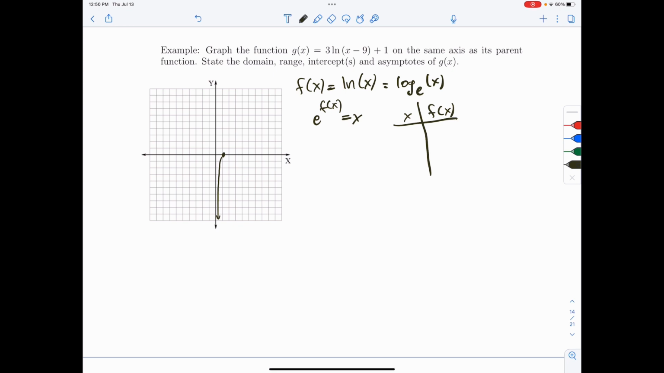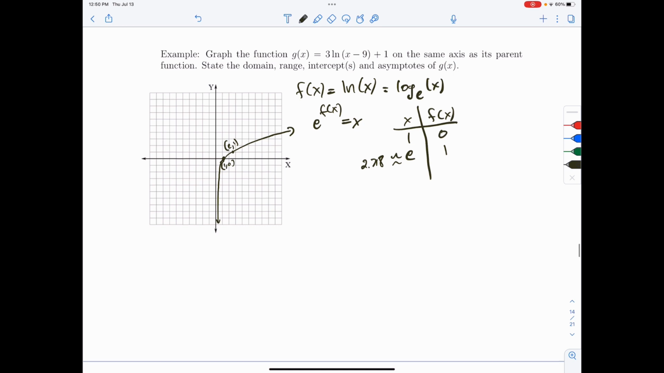When f of x is 0, x is 1. That's the point I've graphed. And then when f of x is 1, I get e, which is about 2.718. So 1, 2, maybe something like right there. Okay, so I have 1 comma 0, and then e comma 1 as my second point.